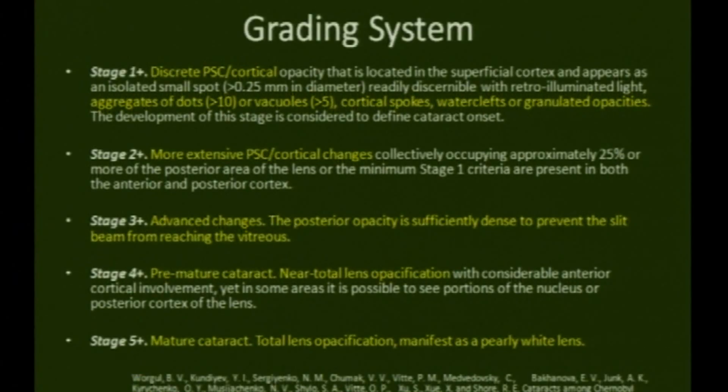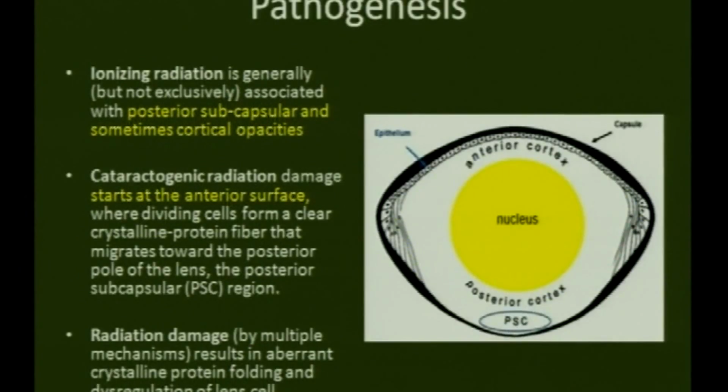Here's the Merriam-Focht grading system from very little, stage 1, to really opacification. And you can examine your radiologist friends, and you could want to give them various stages. But the radiation effect starts here anteriorly, and then it goes posterior. So when you look at them, it will be actually posterior subcapsular changes. It starts anterior, and then with the damage to the dividing cells that form a clear crystalline protein, it's really the posterior surface of the lens that's affected.